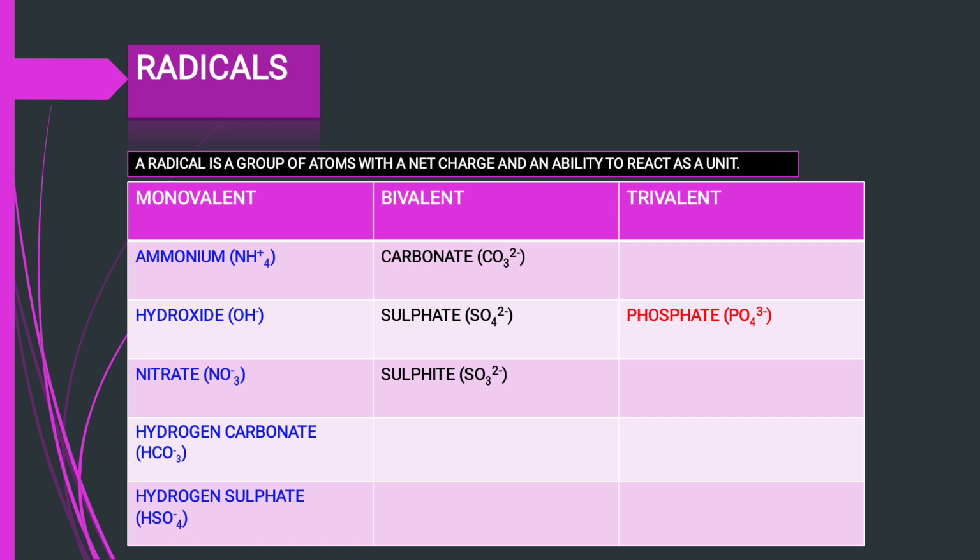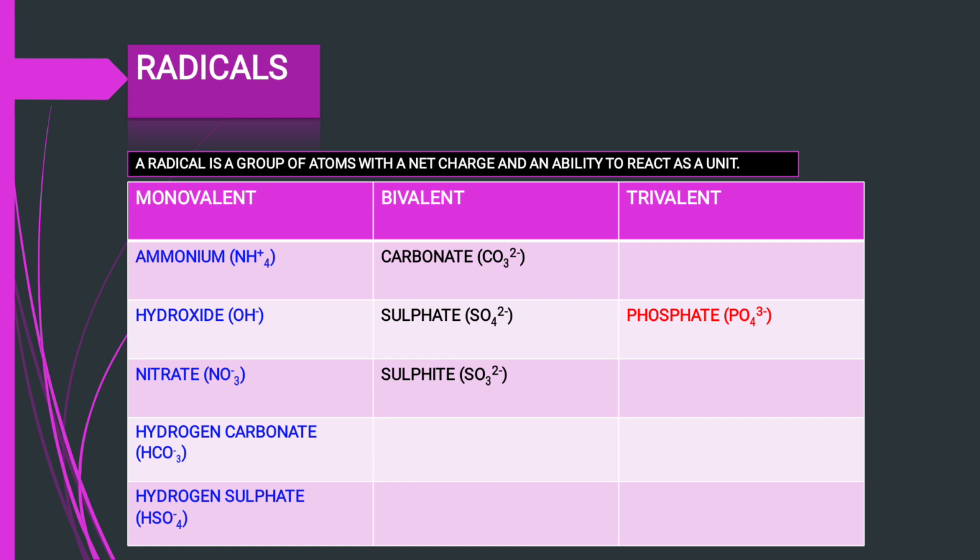Radicals are defined as a group of atoms with a net charge and an ability to react as a unit. So while we said that when elements combine, they form a compound, a radical on the other end is now a group of atoms, but unlike a compound, they carry a charge. We have radicals that have a valency of 1, we have others that have valencies of 2, and we have those that have a valency of 3.